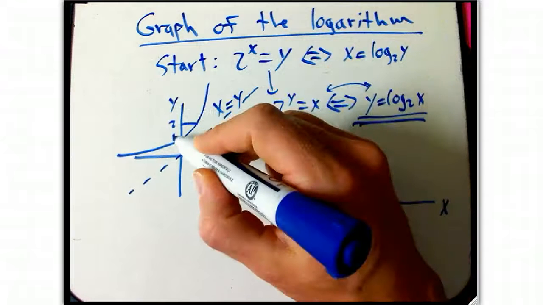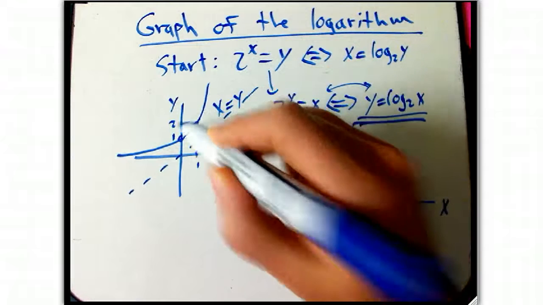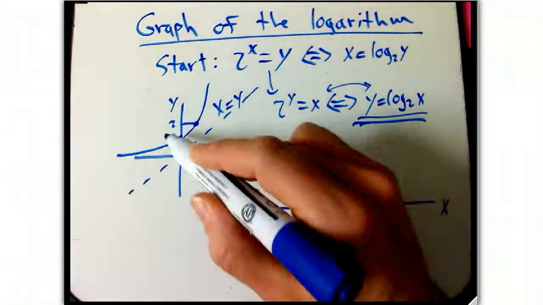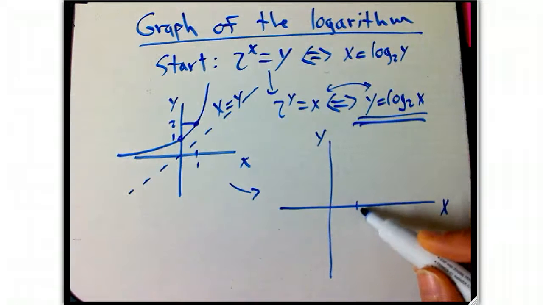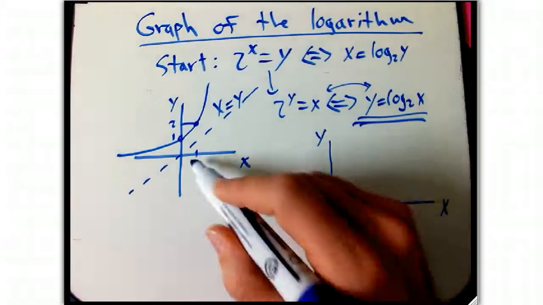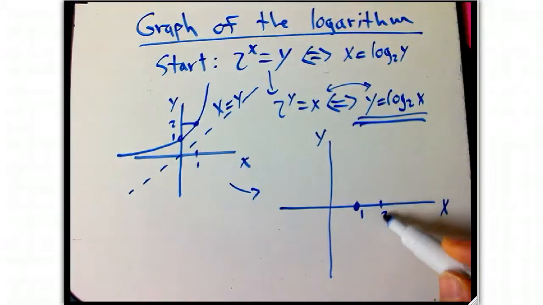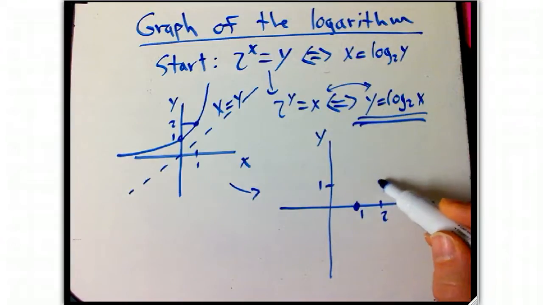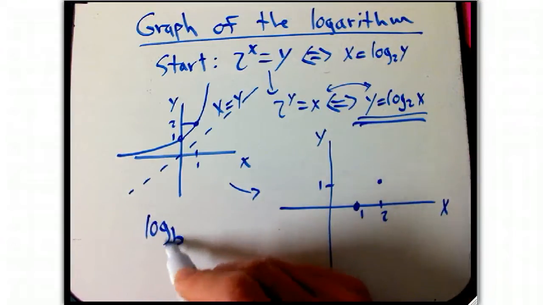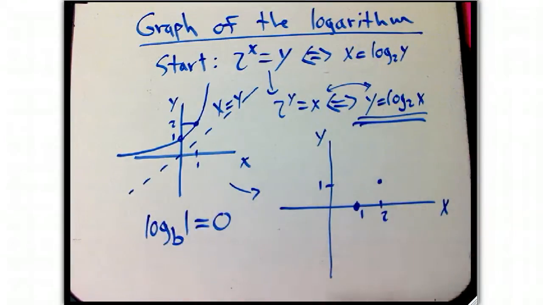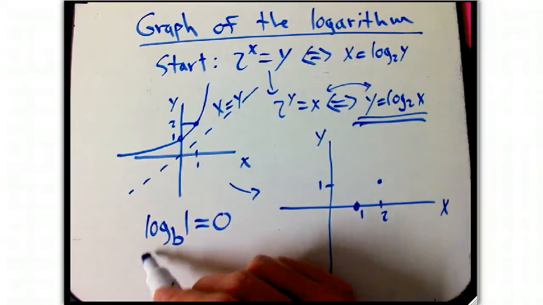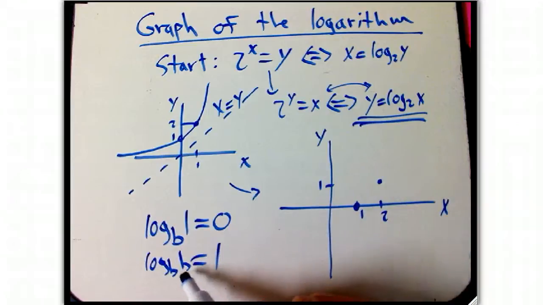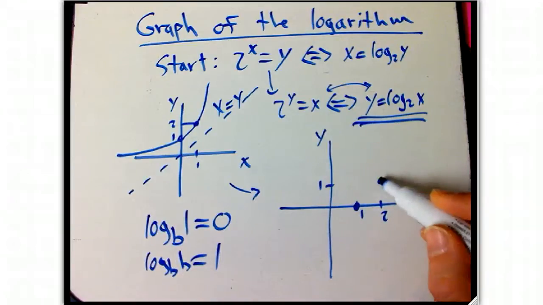Let's take a couple of explicit points, which we know, flip those carefully, and then look at some verbal description of what's going on. So 0, 1 gets flipped to 1, 0. 1, 2 gets flipped to 2, 1. So the log of 1 to any base is 0. Log to any base of 1 is always 0, because b to the 0 is always 1, no matter what the base is. And log base b of b, that's always 1, because b to the 1 is equal to b. Okay, so it goes through those 2 points.